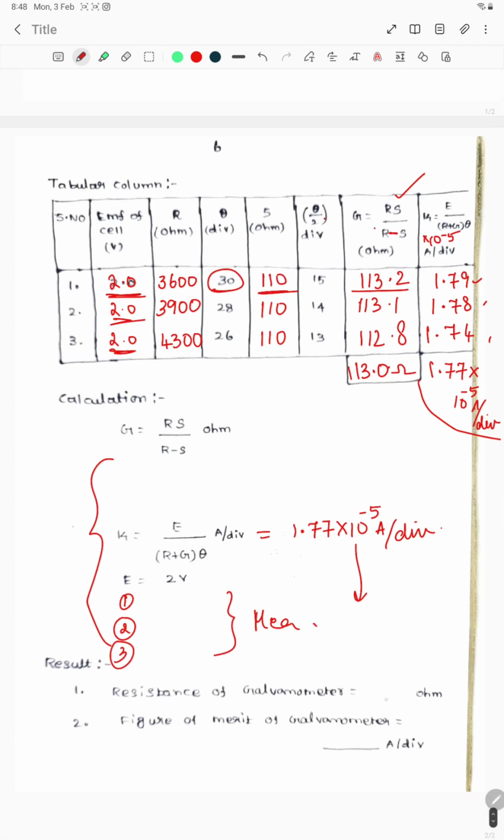Okay, once that is completed, you will write the resistance value, that is the mean value, equal to 113.0 ohm, and the figure of merit is 1.77 into 10 to the power of minus 5 ampere per division. Okay, I hope it's clear.